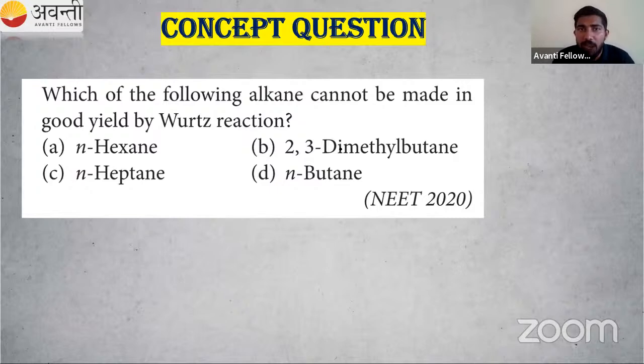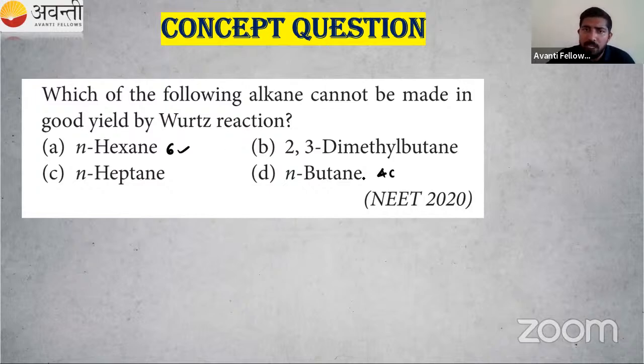So this is a final question for you. Which of the following alkanes cannot be made in good yield by Wurtz reaction? Wurtz reaction, that means even number of carbons. What about odd number? No, no, no. So check the hydrocarbon with an odd number of carbon atoms. Hexane. Hexane means 6, so it is an even number. So we can form hexane using the Wurtz reaction.